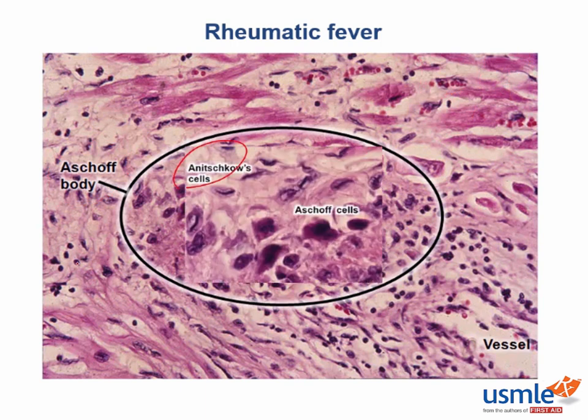The Anitschkow cells are enlarged macrophages with condensed chromatin. This condensed chromatin makes them look like caterpillars. If these macrophages or Anitschkow cells fuse together, because that's what macrophages can do in a state of chronic inflammation, we get Aschoff cells. Note how they are very large and very dense looking. When these combinations of things are in a conglomerate, we call them an Aschoff body.